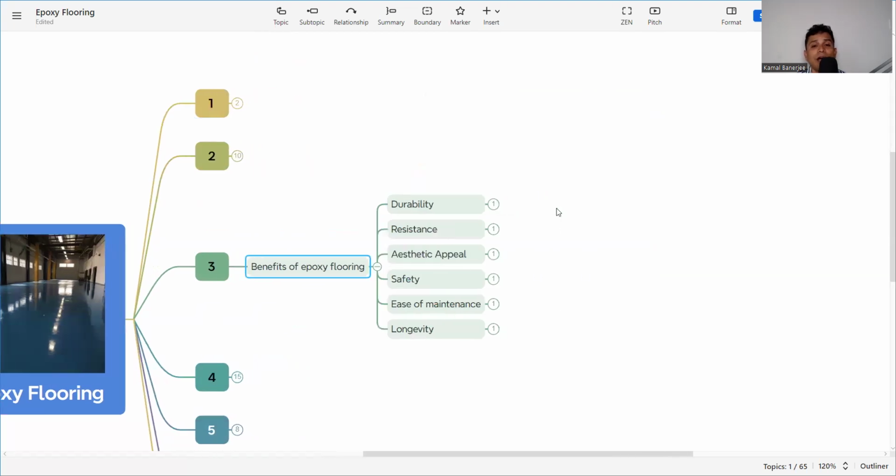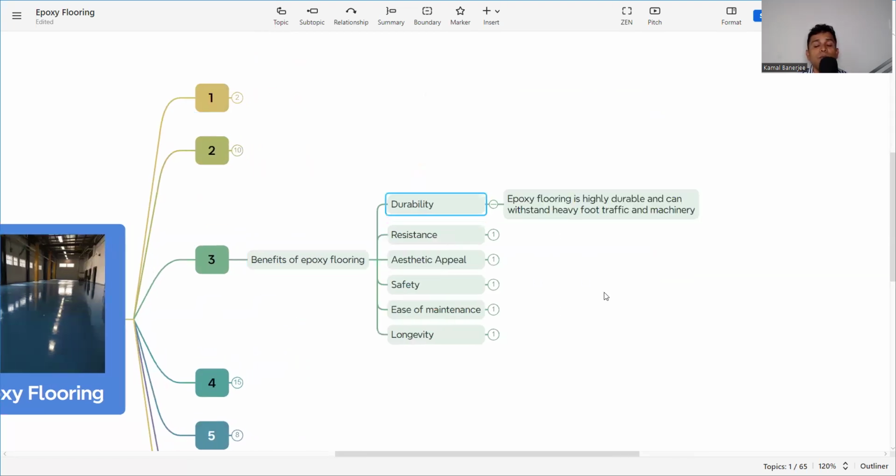First benefit is durability. Why? Epoxy flooring is highly durable and can withstand heavy foot traffic and machinery. So whenever heavy traffic is there, we need to protect our floors for longevity and longer life. In that case, we can use epoxy flooring.